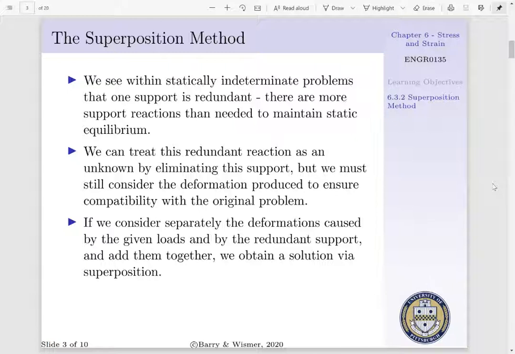Within statically indeterminate problems, one or more supports is redundant. That is, there are more support reactions than are needed to maintain static equilibrium. Thus, we cannot solve for our reactionary forces using our equilibrium equations alone.